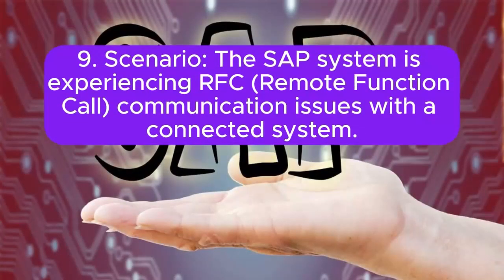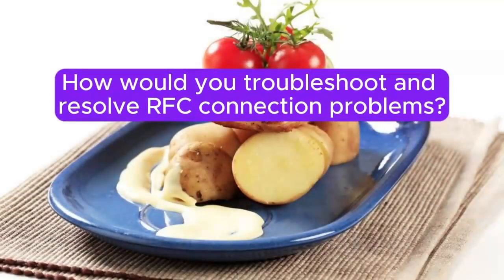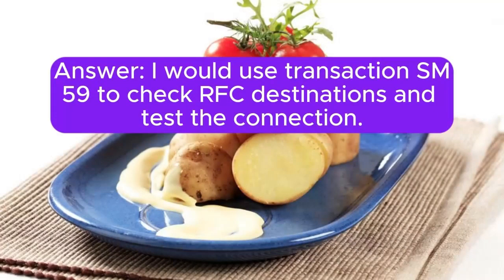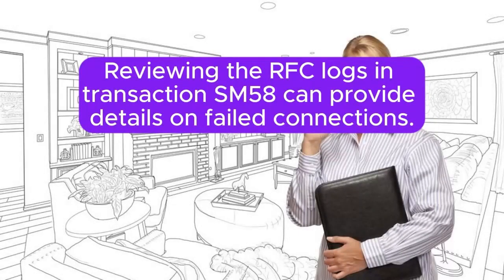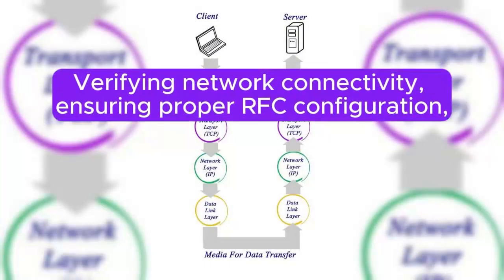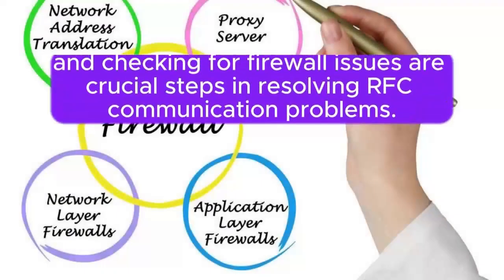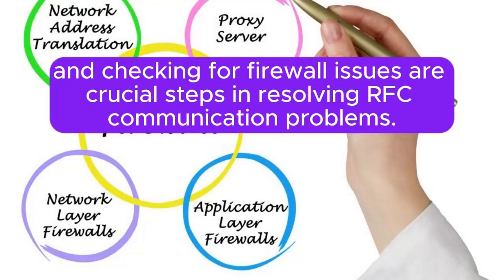9. Scenario: the SAP system is experiencing RFC (remote function call) communication issues with the connected system. How would you troubleshoot and resolve RFC connection problems? Answer: I would use transaction SM59 to check RFC destinations and test the connection. Reviewing the RFC logs in transaction SM58 can provide details on failed connections. Verifying network connectivity, ensuring proper RFC configuration, and checking for firewall issues are crucial steps in resolving RFC communication problems.